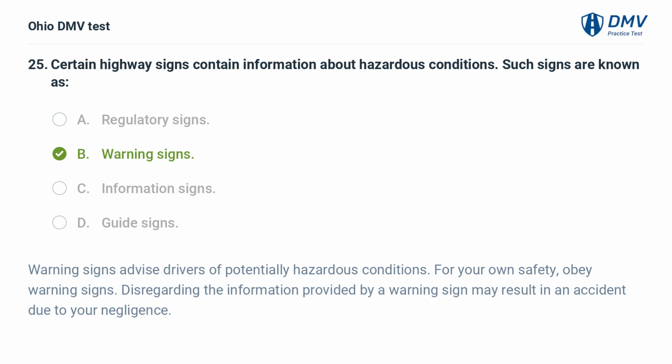B. Warning signs. Warning signs advise drivers of potentially hazardous conditions. For your own safety, obey warning signs. Disregarding the information provided by a warning sign may result in an accident due to your negligence.